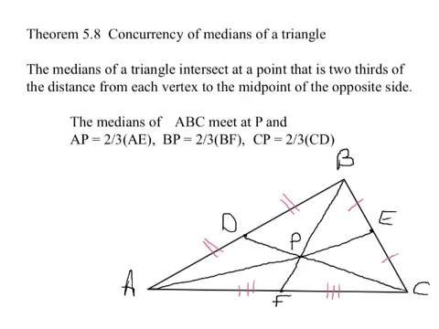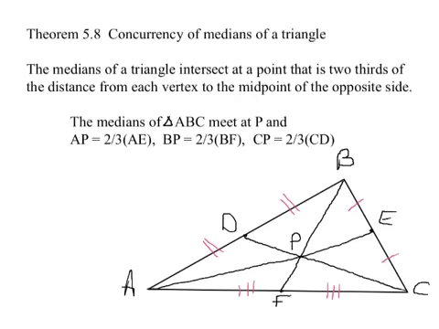Okay, Theorem 5.8, concurrency of medians of a triangle. The medians of a triangle intersect at a point that is 2/3 of the distance from each vertex to the midpoint of the opposite side. The medians of triangle ABC meet at point P, and AP is 2/3 of AE, BP is 2/3 of BF, and CP is 2/3 of CD.